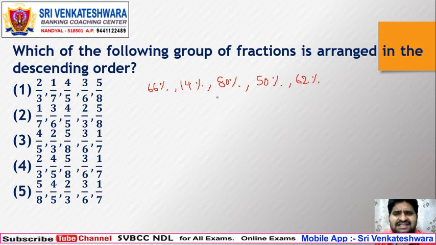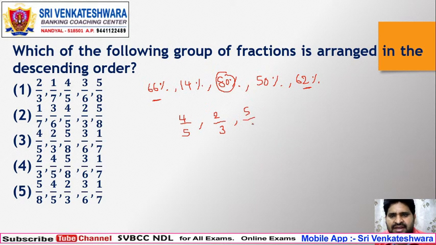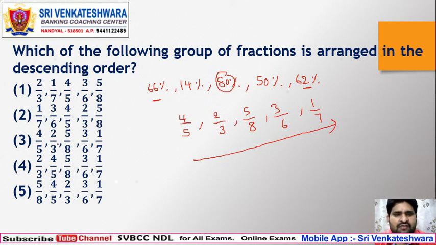I said write in descending order. Descending order in the sense 80% first, the highest number. 80% is nothing but 4 by 5. Next is 66%, which I write as 2 by 3. Next is 62.5%, which I write as 5 by 8. Next 50%, which I write as 3 by 6. And finally 14%, which is 1 by 7. This is descending order: 4 by 5, 2 by 3, 5 by 8, 3 by 6, 1 by 7, which is the third option.